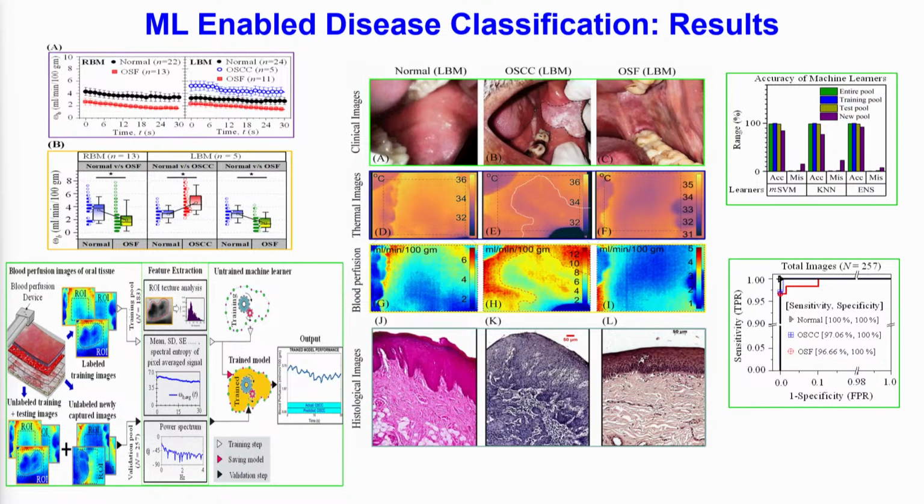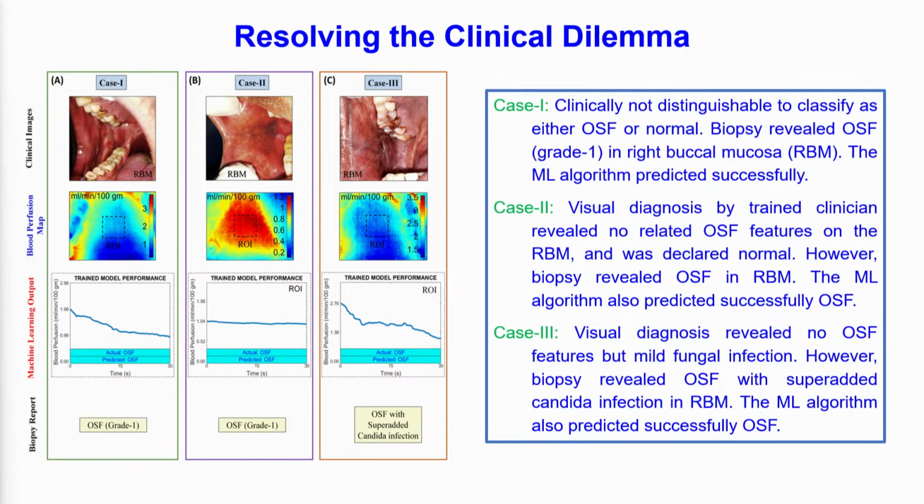We did this work around the time when COVID was coming, so getting such work done was becoming increasingly difficult. But with those 60, for 59 we could predict exactly what the biopsy report was telling, on validation data, not training. Only one was not correct. And there are certain cases where we could resolve the clinical dilemma, that means the doctor seeing is confused whether it could be normal, pre-cancer or cancer, and this machine learning based approach could give an interpretation.